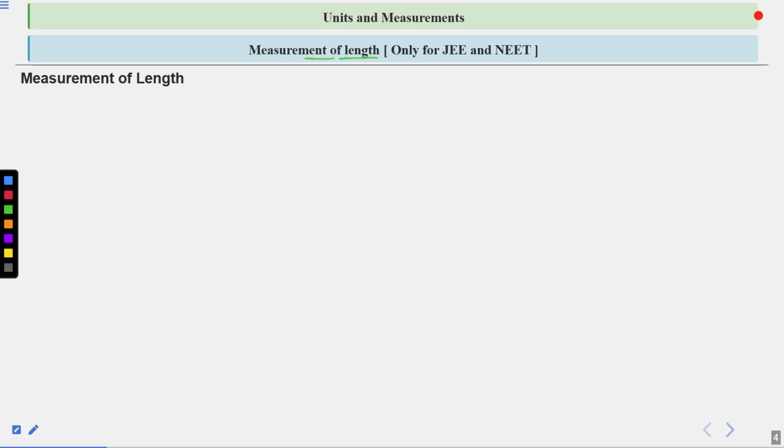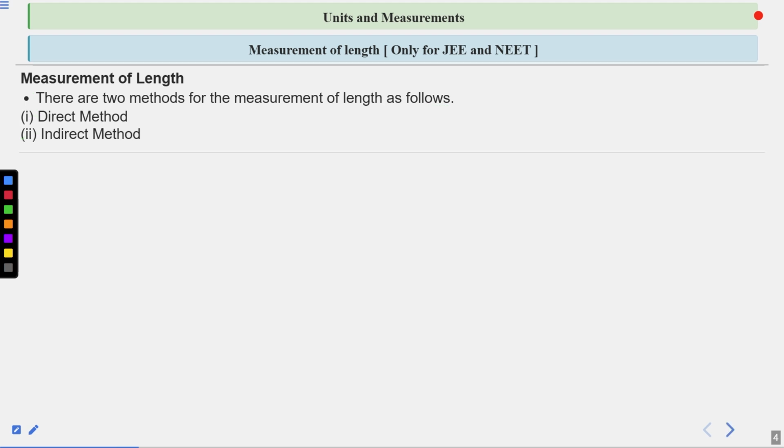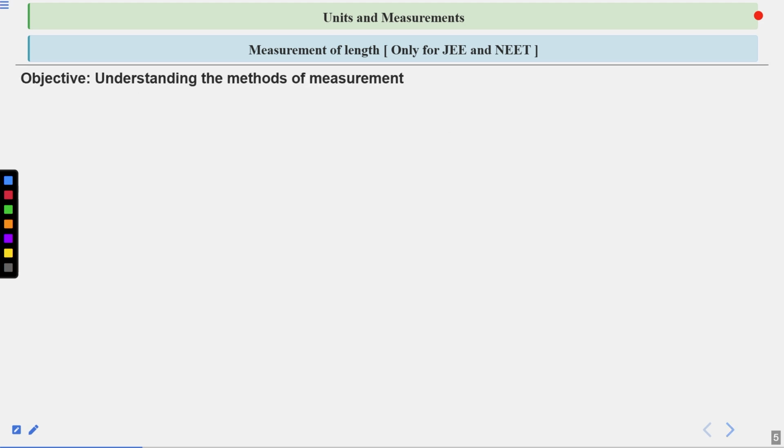Here the question arises, how can we measure the length of any given system? There are two methods for measurement of length as follows. First is the direct method, second is the indirect method. Clear? So our main aim is understanding the methods of measurement.